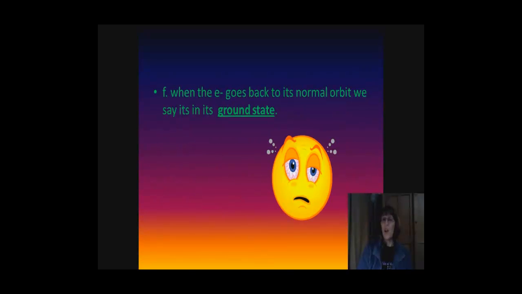Letter F. When the electron goes back down to its normal orbit, we say it's in the ground state. So if it absorbs the photons, it jumps up farther away, we say it's in an excited state. When it drops back down to its original, we say it's in a ground state.